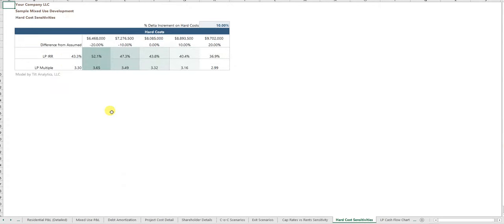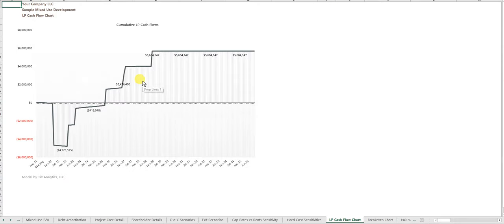You also have a sensitivity sheet for what if your hard costs are different percentages more or less than what you think it's going to be. A chart showing the LP cash flow. Their cash flow is down when they initially contribute, and then it starts to rise back up as they get returns. This particular model shows jumpy returns because of the multi-segment exiting functionality that we're going to look at.